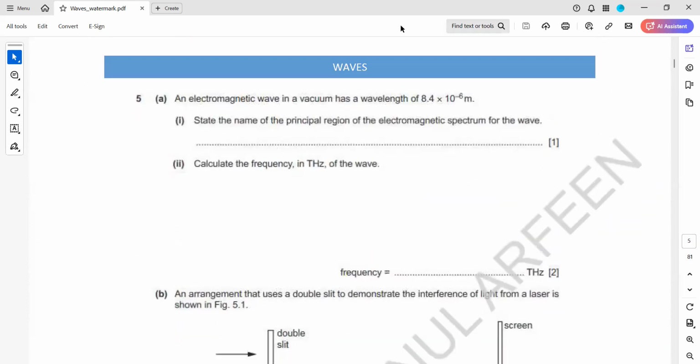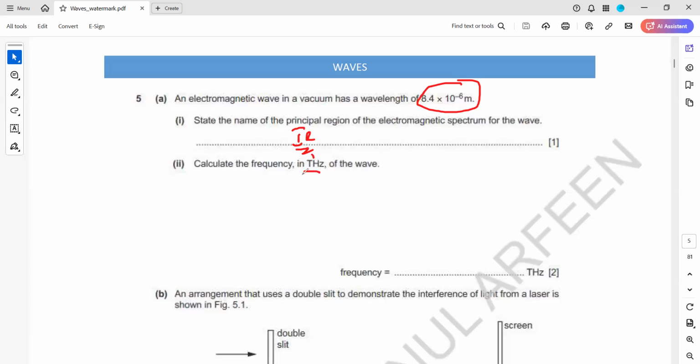an electromagnetic wave within a vacuum has a wavelength of 8.4 × 10^-6 meter. Which part of the spectrum does it belong to? You have to learn the range of wavelengths for each type of wave. So when you work it out, you will find it is infrared radiation, or IR radiation.